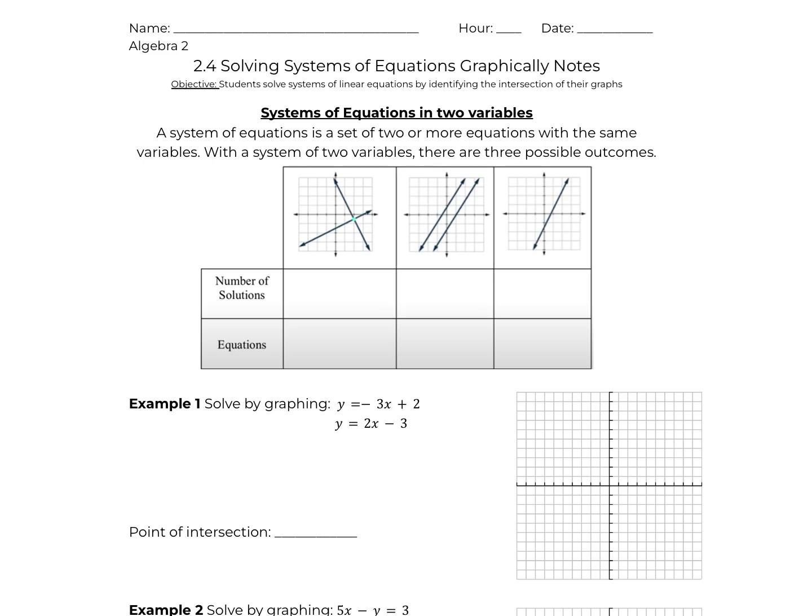So here's what you first need to know: systems of equations in two variables are a set of two equations or more with the same variables. They do have to have the same variables. You can't have like an x and a y and an a and a b. They have to be the same two variables. With a system of two variables, there are three possible outcomes.